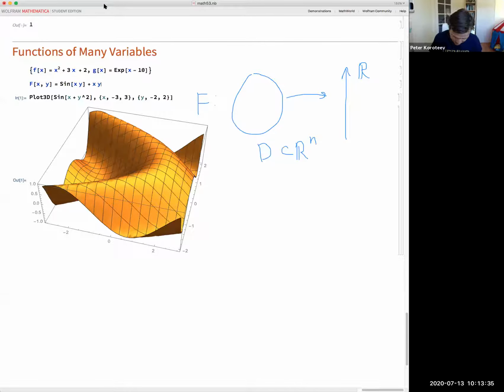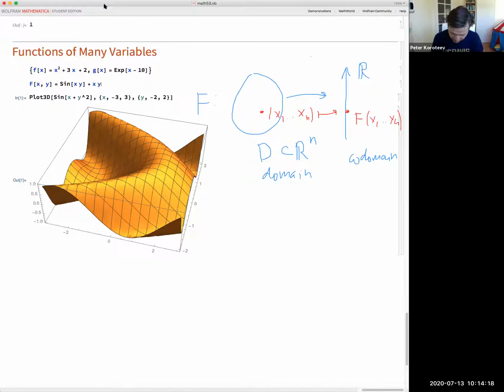So a point with coordinates x1 and so on, xn will go to the value of the function f of x1 through xn. So D here is called the domain, same terminology. This R is the codomain. And the rest of the terms that come along with this situation also apply.